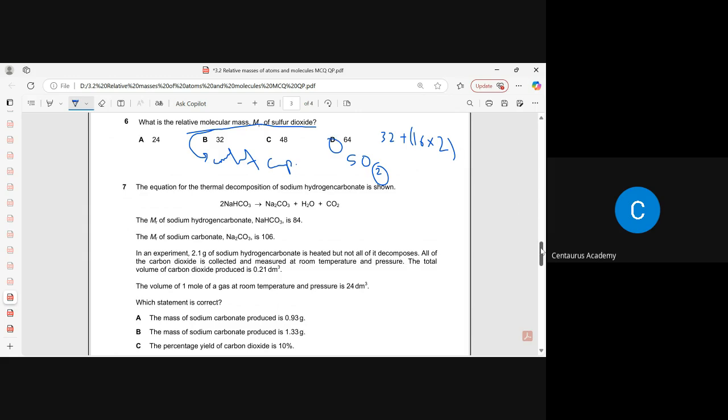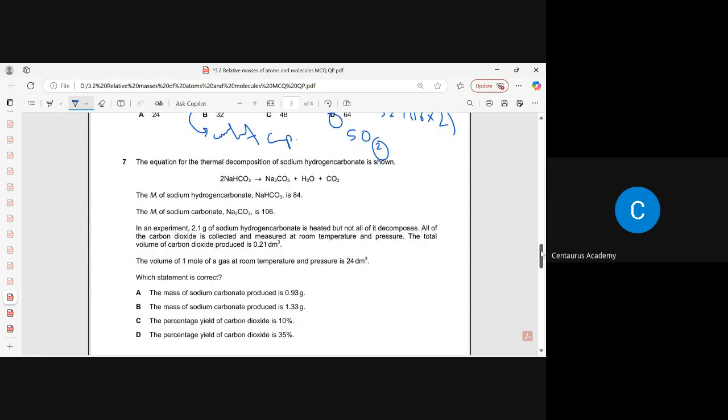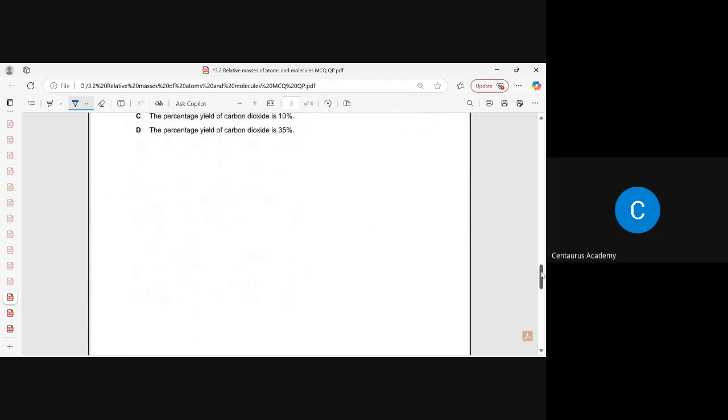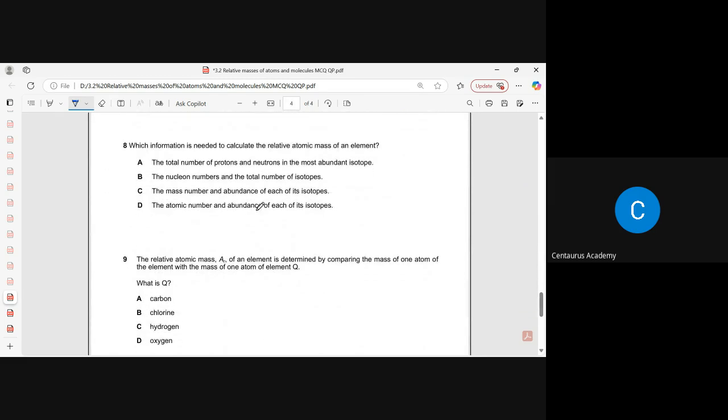Okay. Moving on. This question, I think you will need to look into the molar concept first, and then you have to go to this one. Which information is needed to calculate the relative atomic mass of an element? Is it A, B, C, or D?